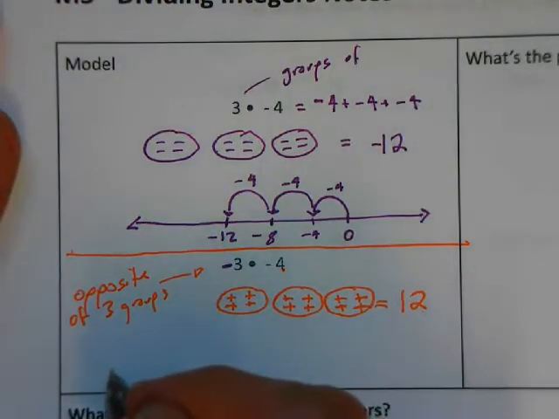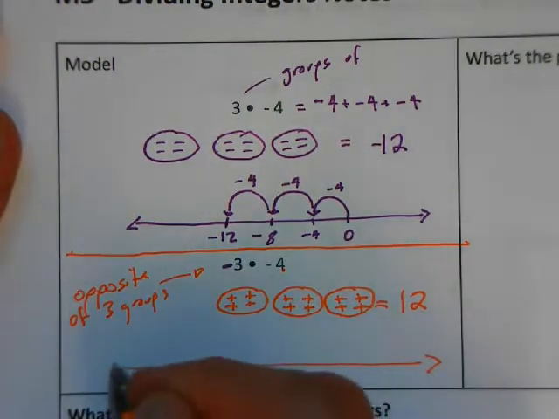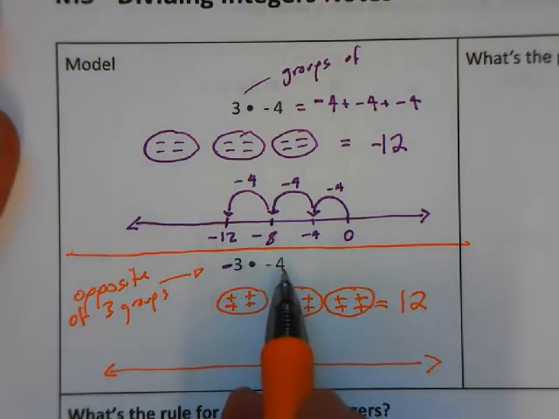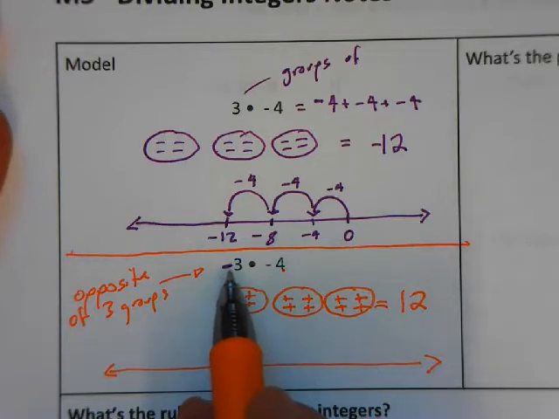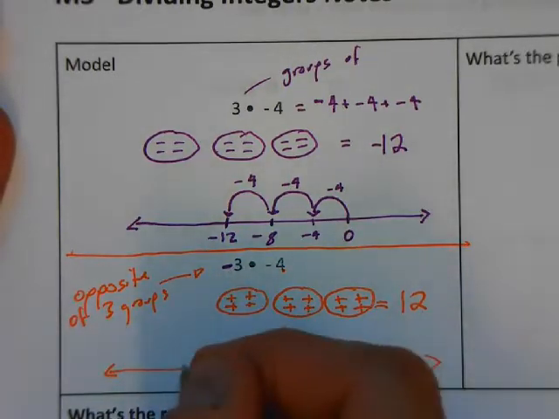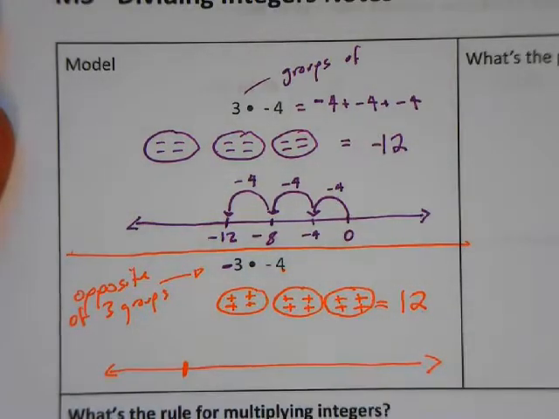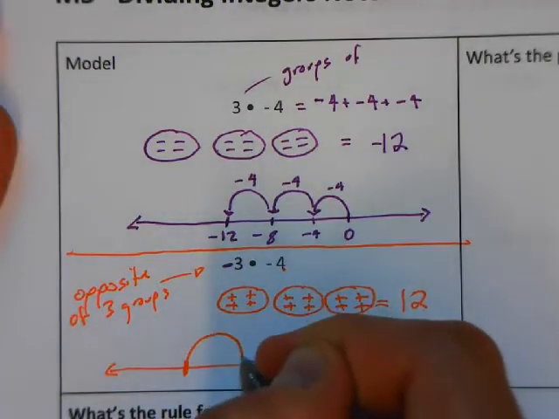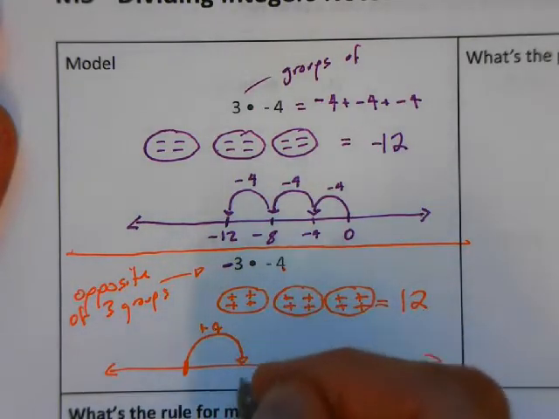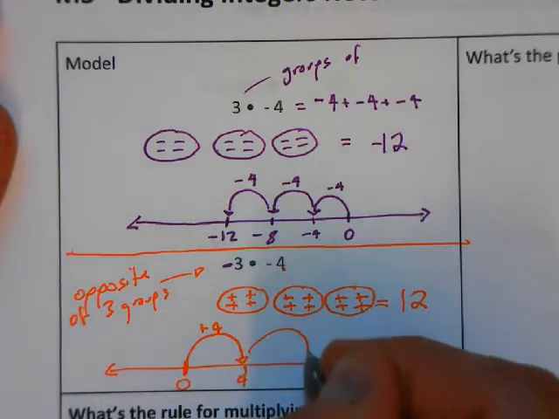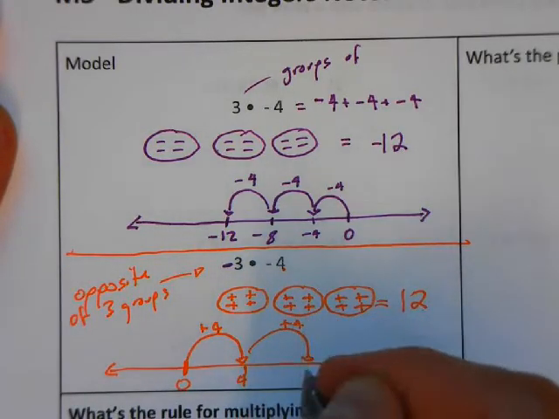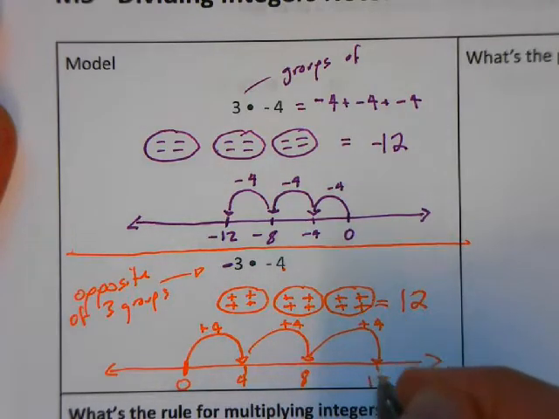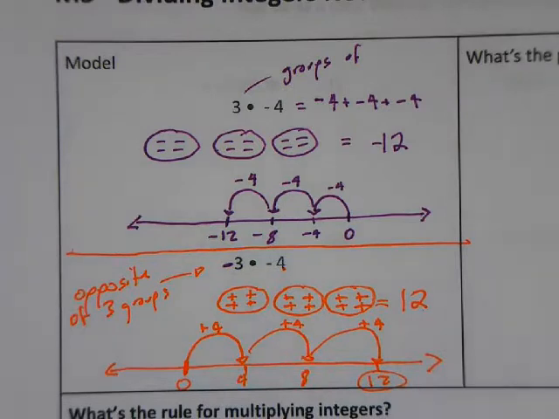On the number line, it's like we're saying, okay, we need to make 3 jumps of negative 4, but just kidding, we're going to go in the opposite direction. So we need to do the opposite of 3 jumps of negative 4, which would be 3 jumps in the positive direction, which gets you, of course, to 12. Okay, now that might help you some.